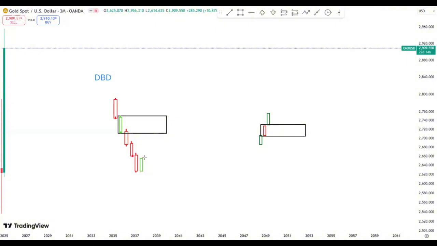The market is changing direction. It's going where? To the continuation pattern. What to do from there? Wait for the market to touch the continuation pattern. It might touch the continuation pattern like this.